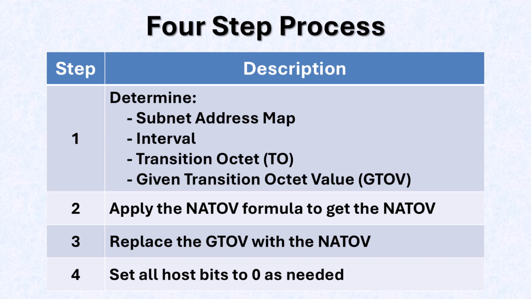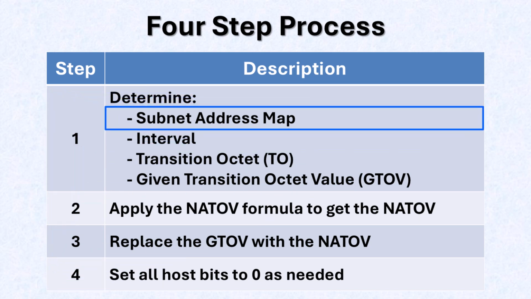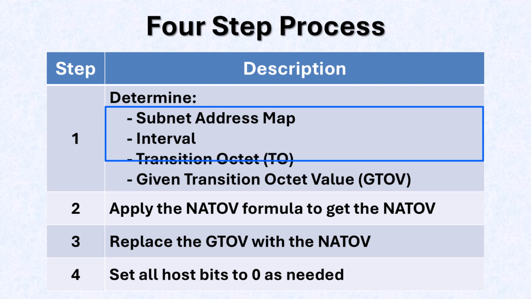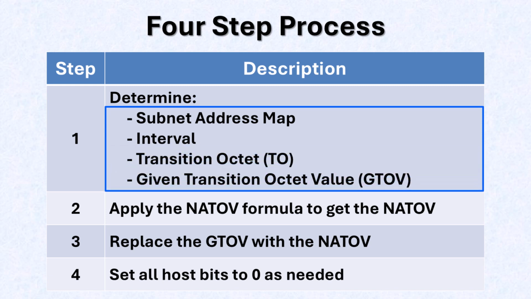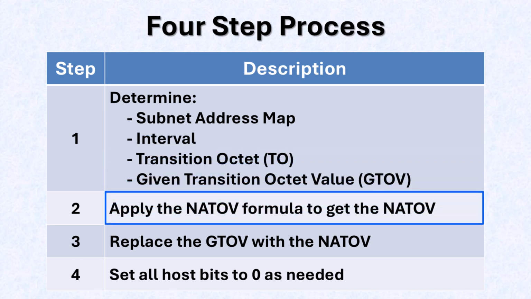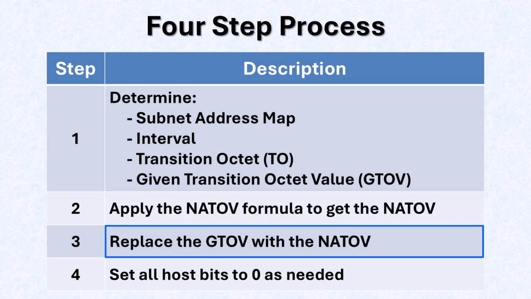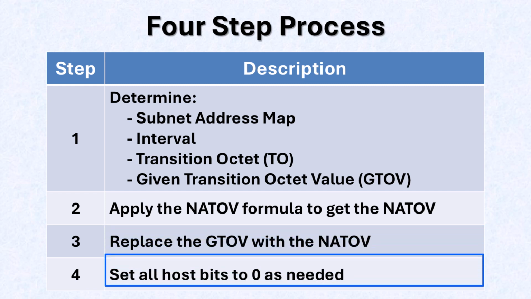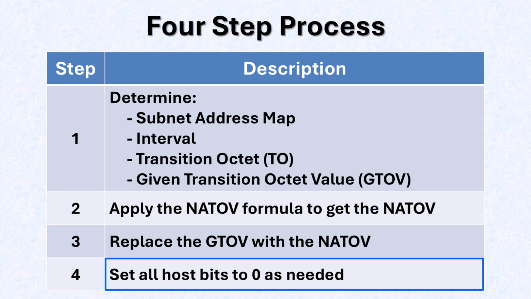Given a host address, these are the steps to determine the corresponding network address. Step 1. Determine the subnet address map, the interval, the transition octet, and the GTOV. Step 2. Apply the NATOV formula to determine the NATOV. Step 3. Replace the GTOV with the NATOV. Step 4. Set all host bits to 0. However, if the transition octet is the fourth octet, we can skip this step.